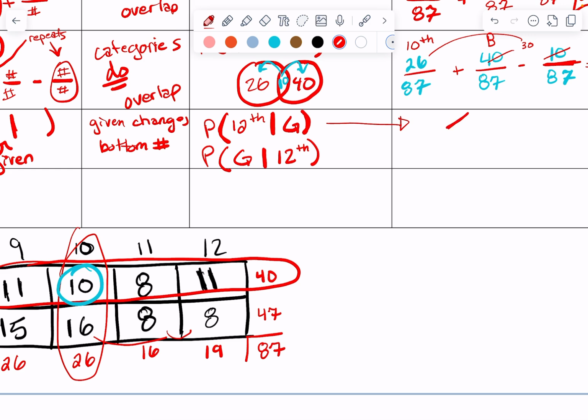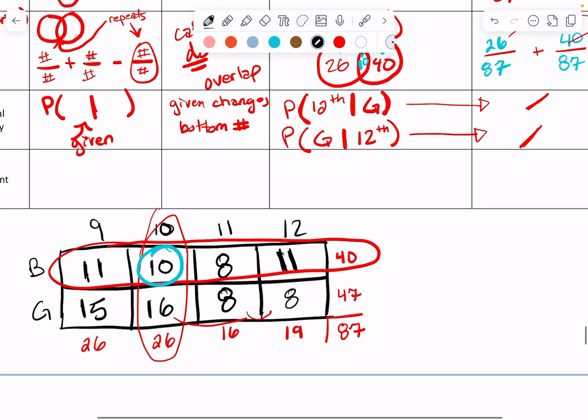I'm going to have a top and a bottom. This one, I'm going to have a top and a bottom. So I'm going to do my fraction like that. All right, so 12th grader given girl. I'm going to start with the girls. That's going to be my new bottom number.